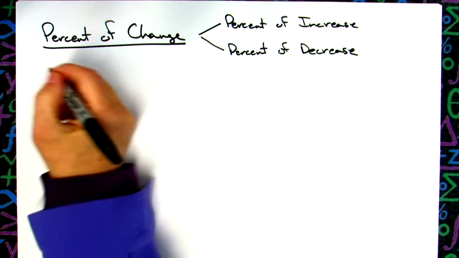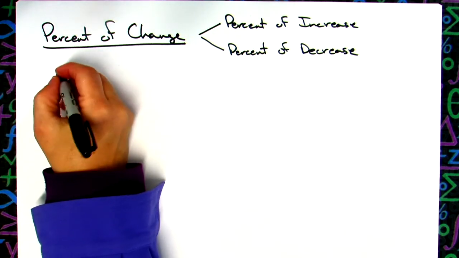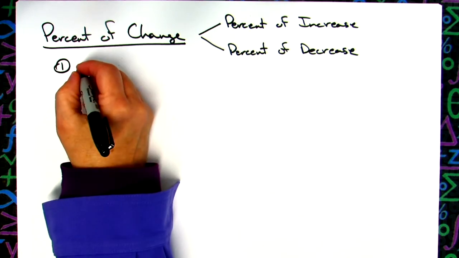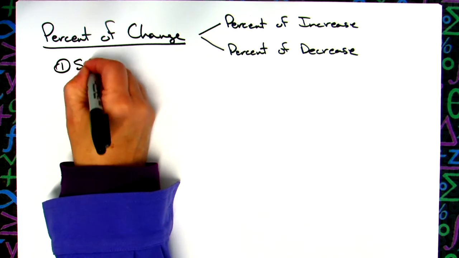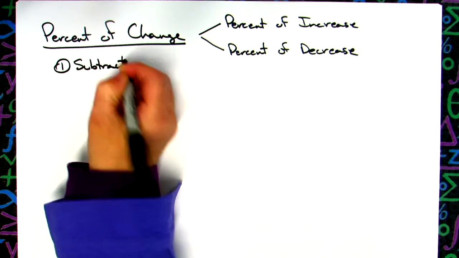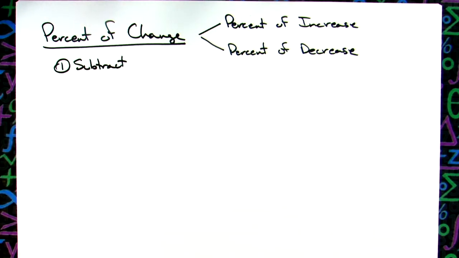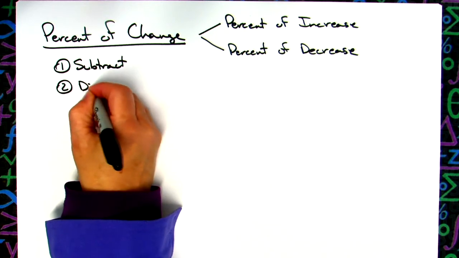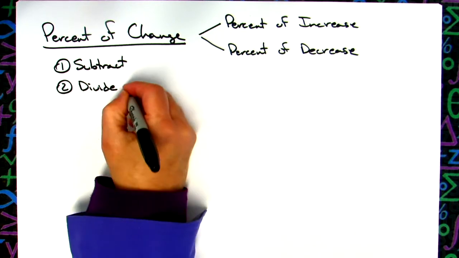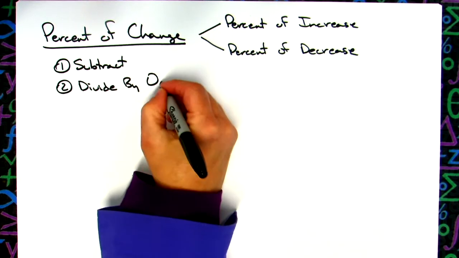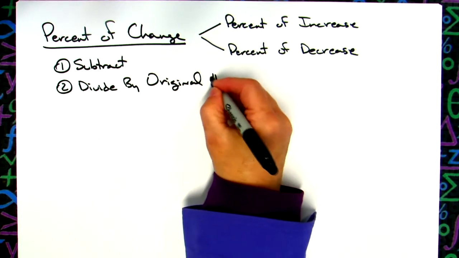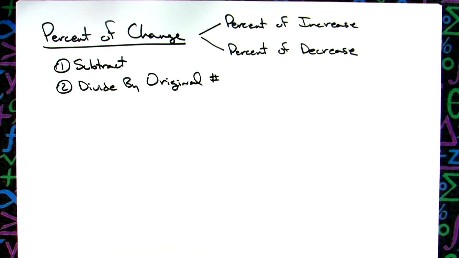Now I'm going to do steps. I'm just going to try to do real short steps here. We're going to subtract, will be step one. And you're going to subtract like normal. Big number minus small number. You just want a positive number. Okay, so you're going to subtract. Then step two, you're going to divide by the original amount, or let's say the original number, because it wouldn't have to be money.